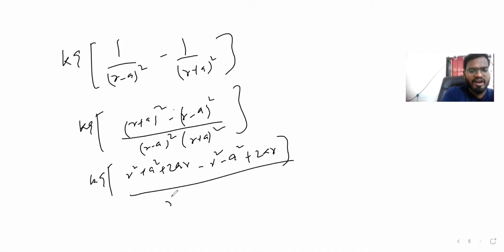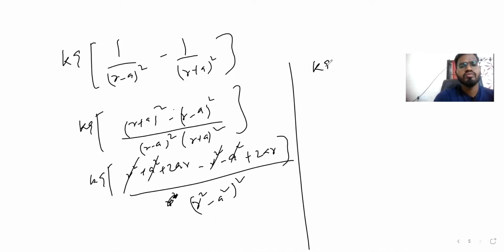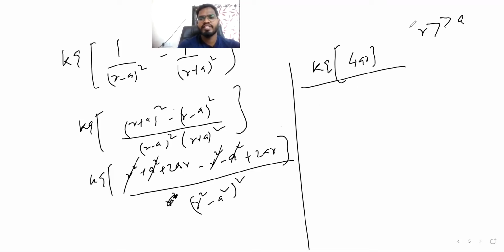Now if you see here, R square minus A square, can we write it like this: R square minus A square, whole square? The A square and R square cancel out. Now what is remaining here? So we can say directly KQ by 4AR by what? R is, as we are considering, far greater than A. That is the assumption we considered. So A is going to be 0. So we can say R to the power 4, and this R and this R will get cancelled out.